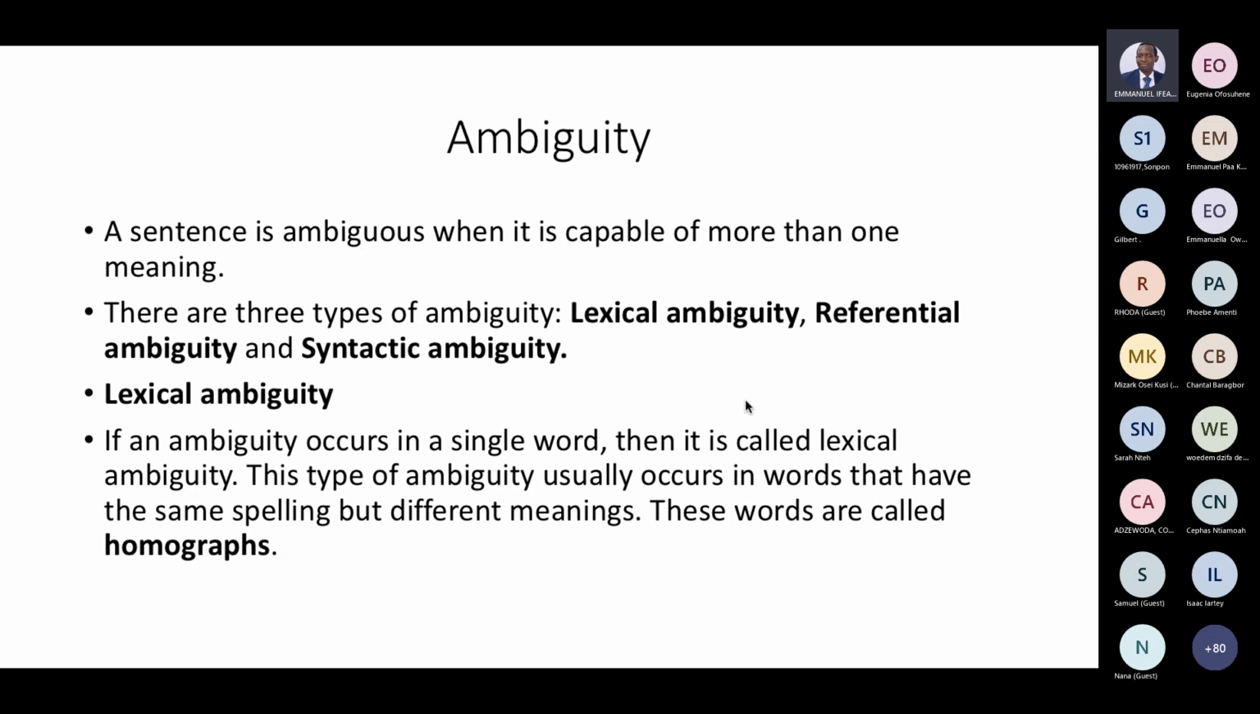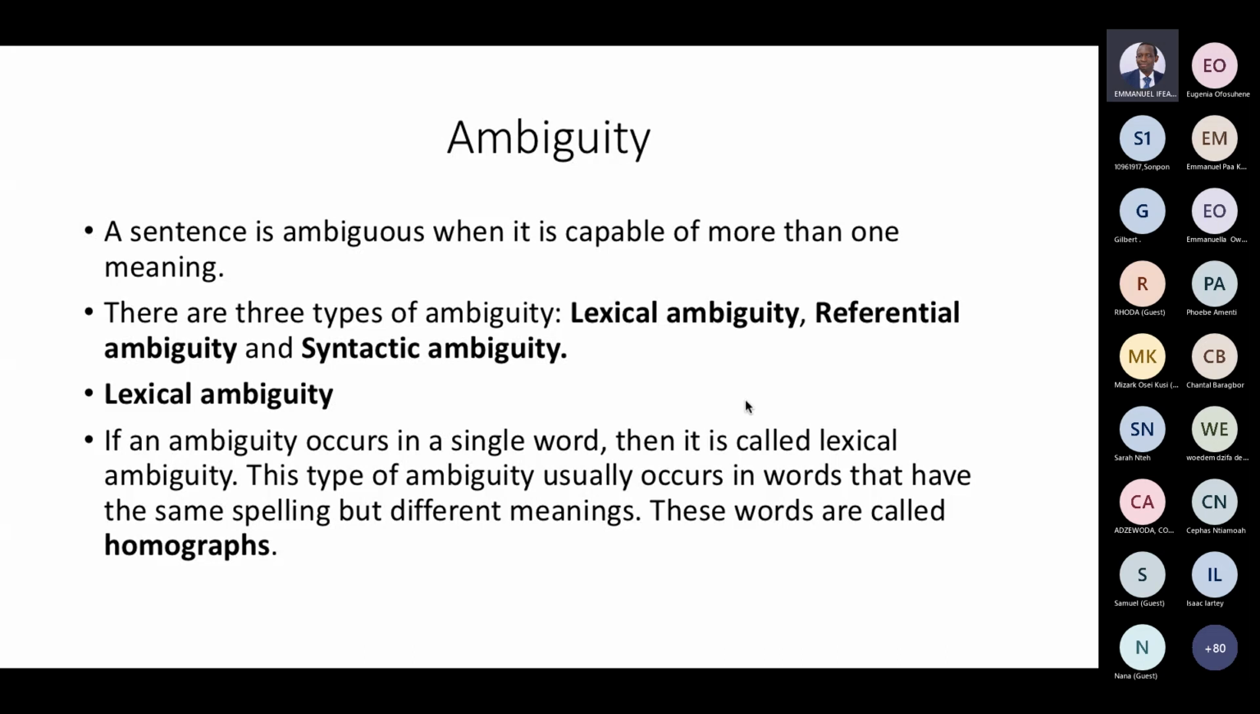Ambiguity. A sentence is ambiguous when it is capable of more than one meaning. So you can see this is different from vagueness. Vagueness is that a meaning is not precise or has no boundary of application. And ambiguity is that it is capable of more than one meaning. There are three types of ambiguity: lexical, referential, and syntactic.